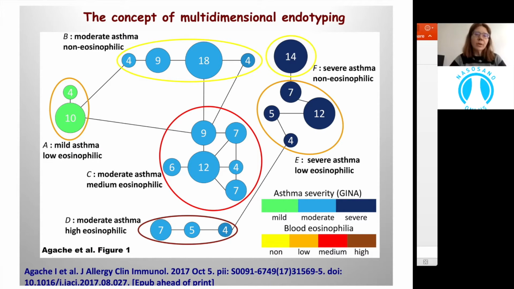clusters which can correspond to the asthma severity as defined by the Global Initiative for Asthma and by blood eosinophilia. So we have one cluster which is mild asthma, low eosinophilic, 3 clusters which are moderate asthma, one is non-eosinophilic, the second one is medium, the third one is high eosinophilic, and 2 clusters of severe asthma. One is non-eosinophilic, the next one is low eosinophilic.